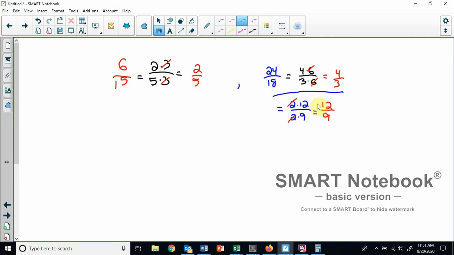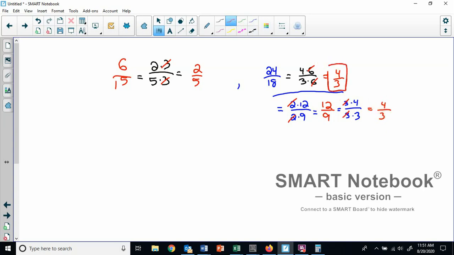And you're going to say, I'm done, I've reduced it. I'm going to say, you did not reduce all the way, because these two things are still divisible by a number that divides evenly into both of them. 12 is 3 times 4. 9 is 3 times 3. They are both divisible by a 3. So I can cancel out another 3. And I'll get 4 over 3. Now are you done? Yes.